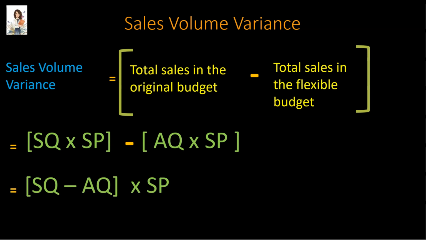Simplifying this further, we can take the standard price out of the brackets and write SQ minus AQ, the whole multiplied by the standard price.